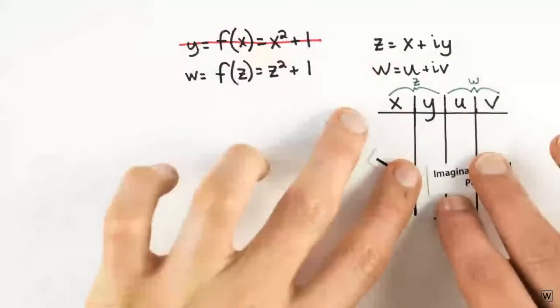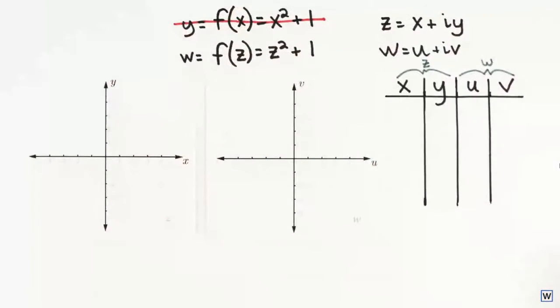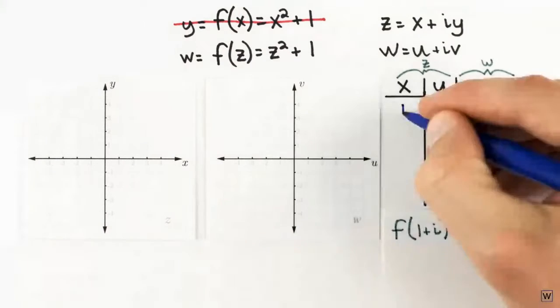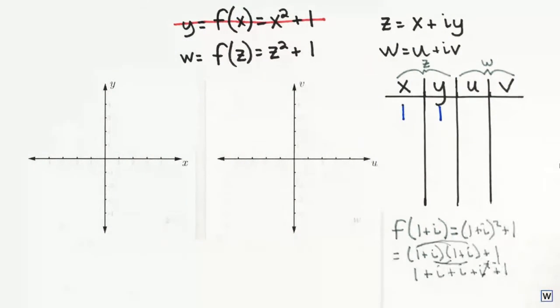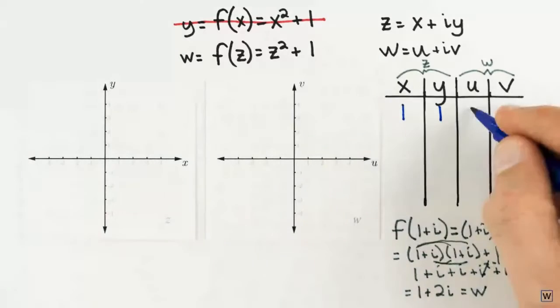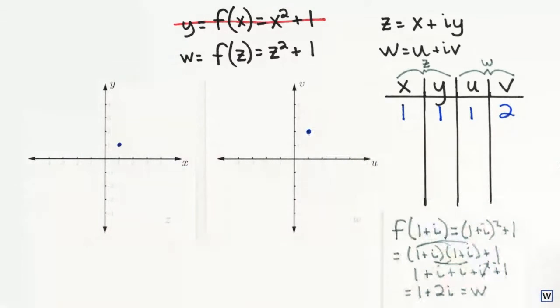We can now experiment with our function f of z equals z squared plus 1. If we plug in a complex number to our function, for example z equals 1 plus i, we can do a little algebra and obtain our result, w equals 1 plus 2i. Plotting our inputs and outputs, we see that the point 1 plus i in our input plane was pushed or mapped by our function to 1 plus 2i in our output plane. Let's plug in a few more points here and see if we can find a pattern.